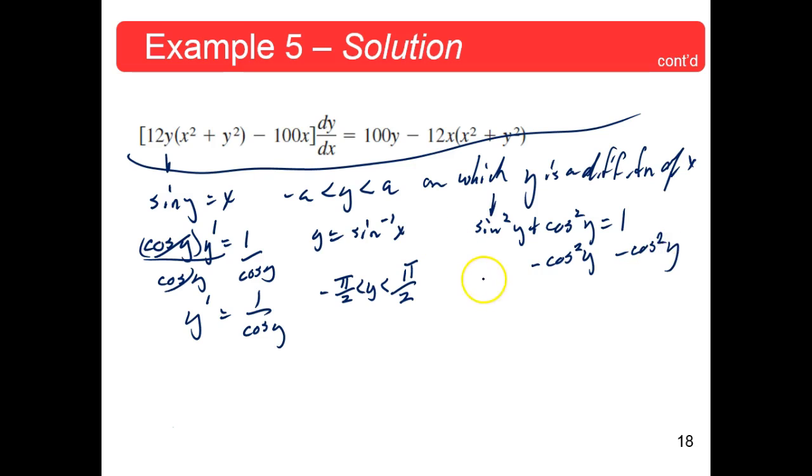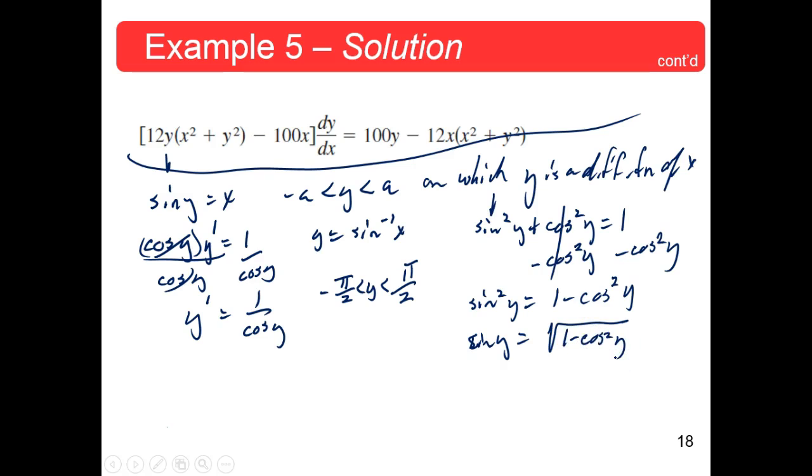Okay, perfect. And that gives you sine squared y is equal to 1 minus cosine squared y. So then would you just square root it? Yeah, you square root it, and that gives you sine y is equal to the square root of 1 minus cosine squared y. Okay, I did do it backwards.